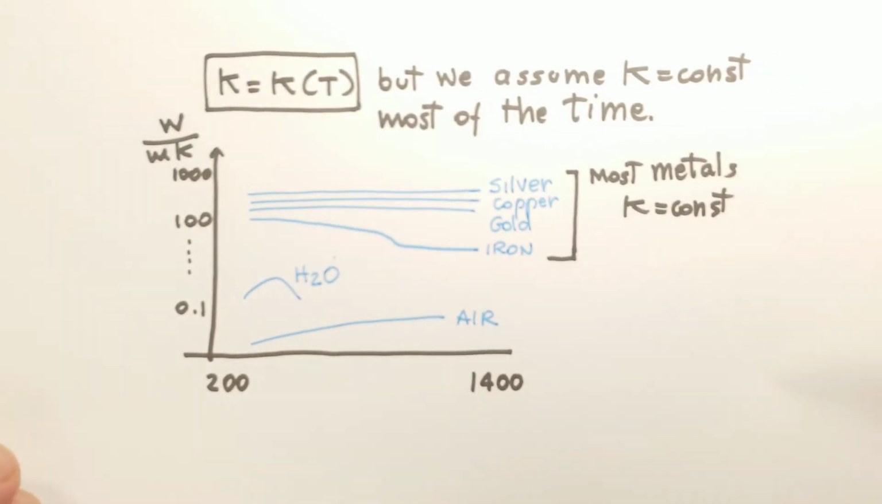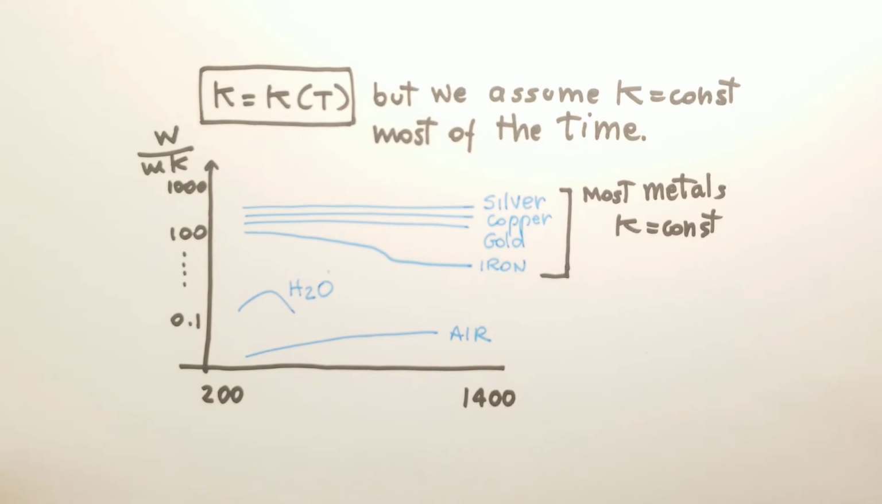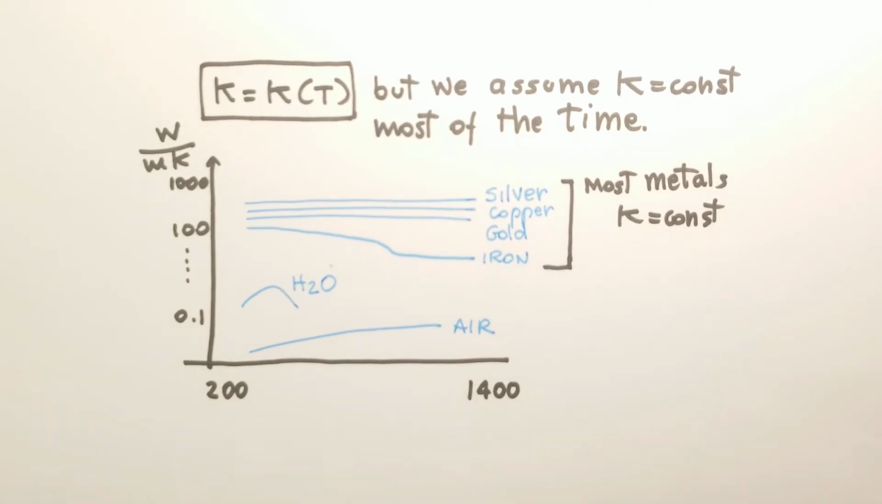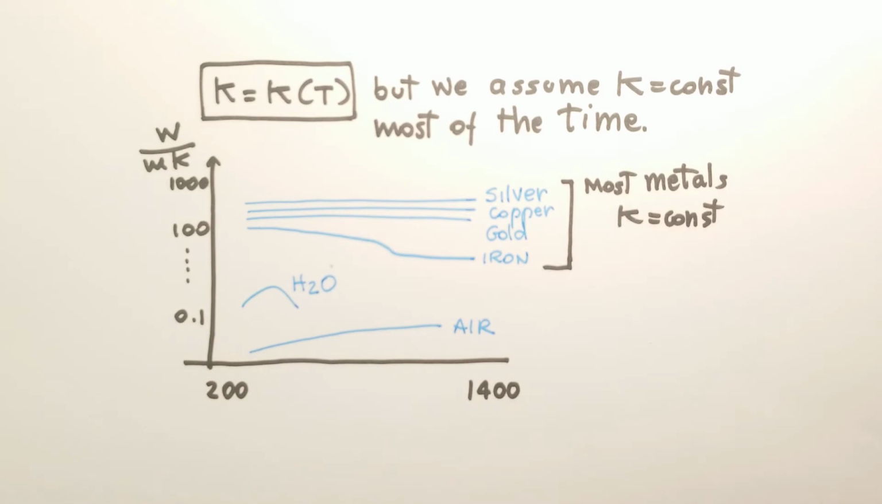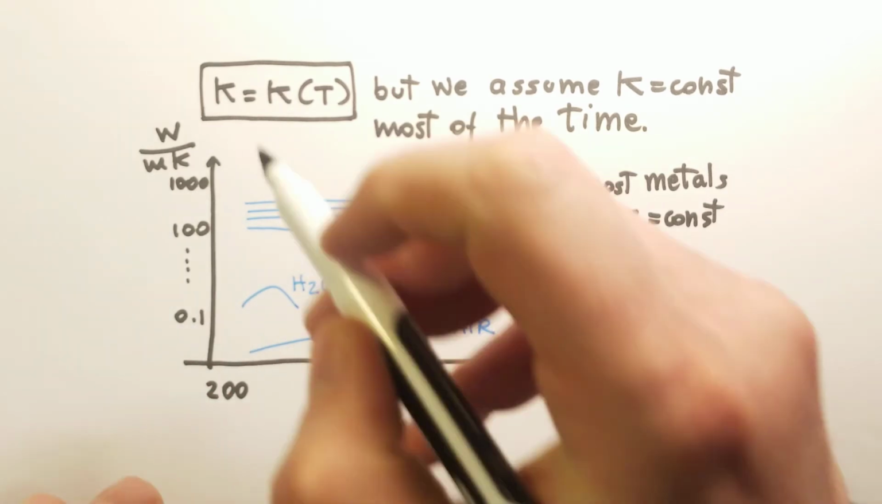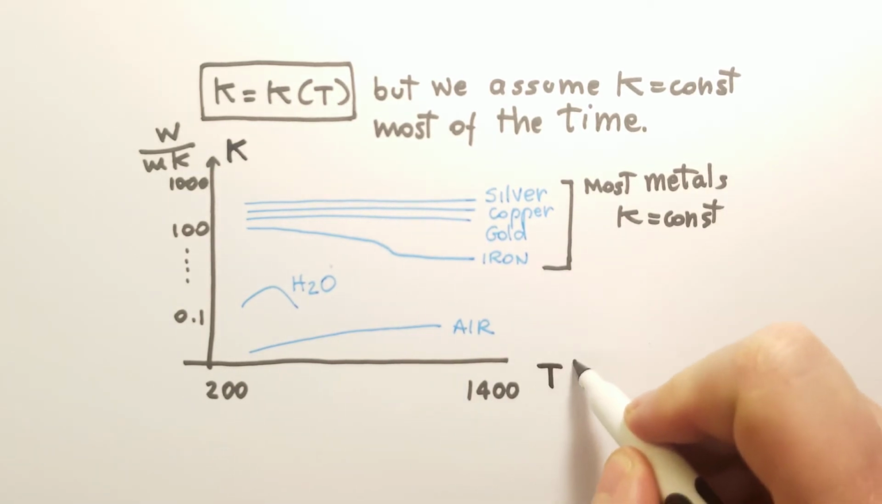In general, the thermal conductivity depends on the temperature, but in our course, we can assume the thermal conductivity K to be a constant most of the time. I've sketched here a graph of the thermal conductivity K as a function of the temperature T in Kelvin.